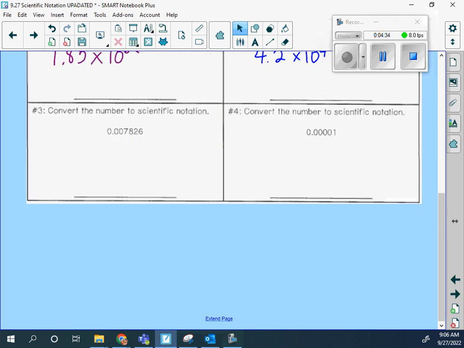Okay. So up here, where's my decimal going to end up? Behind the 7. That's exactly right. It goes behind the first non-zero whole number. Okay. So that's going to be 7.826 times 10 to the, and it was here. I'm going to pick it up. 1, 2, 3. I moved it 3 times. But that would be 10 to the negative third, okay, because I moved my decimal.